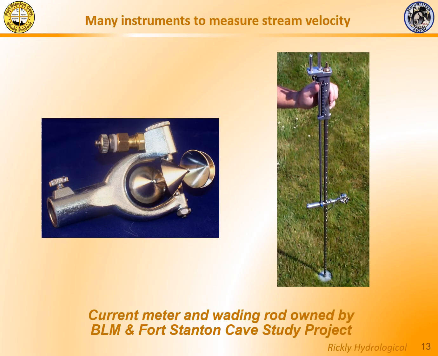So how do we measure stream velocity? Well, there are many instruments for measuring stream velocity. I'm going to only discuss one today, and that is the type of instrumentation that we use at Fort Stanton Cave. It is a current meter outfit. That is all the equipment you need to make stream discharge measurements. The outfit is owned by the Bureau of Land Management, and the Fort Stanton Cave Study Project is the owner.